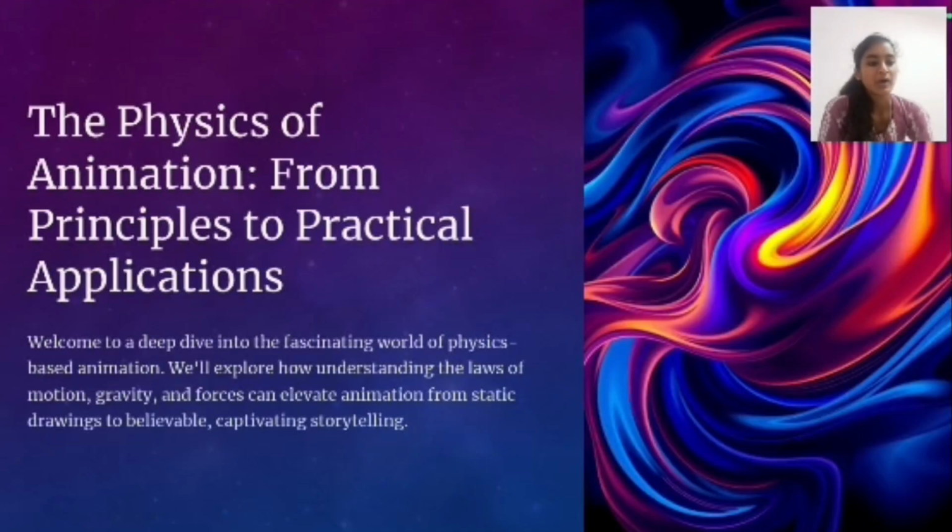Before going to the topic of animation, we need to know some concepts. We have heard about the laws of motion proposed by Newton. The first law explains that an object remains in a state of rest until an external force acts on it. The second law tells us force equals m into a, that is, force equals mass times acceleration. And finally the third law says that for every action there is an equal and opposite reaction.